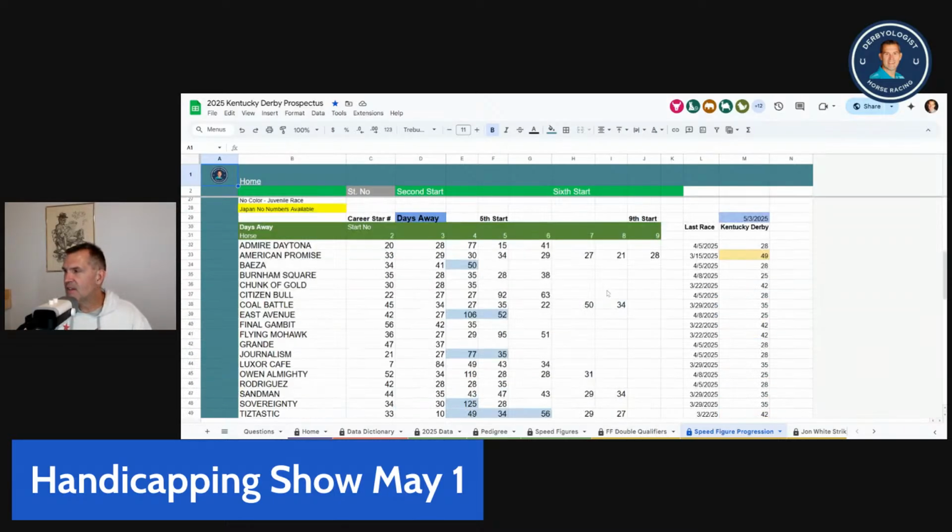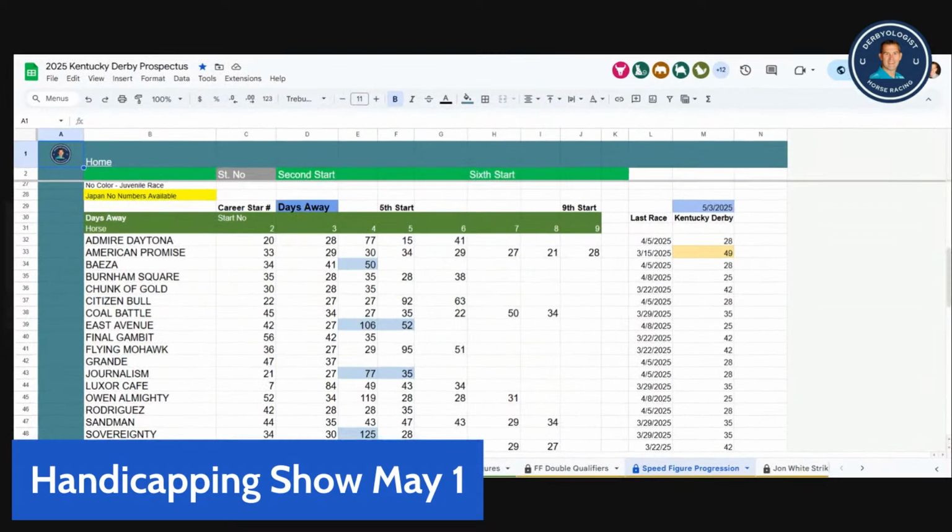Then I've got the Kentucky Derby days away. So you can see Admire Daytona will go into the Derby on a 28-day turnaround. American Promise is on a 49-day turnaround. Then you can look at their rest days and see how horses kind of cycle into a new top and their form cycle.